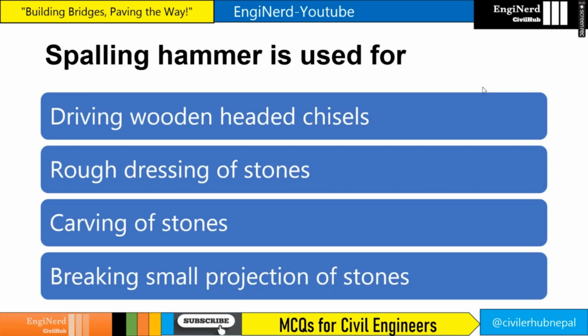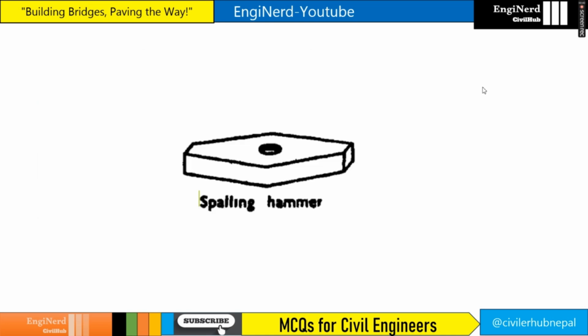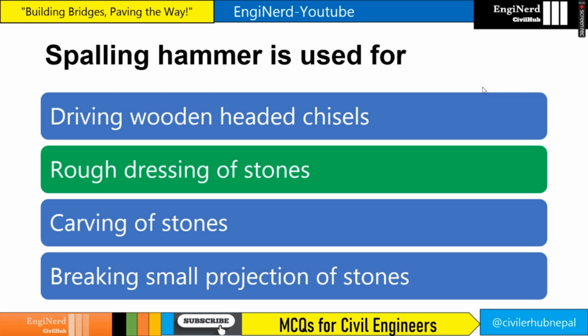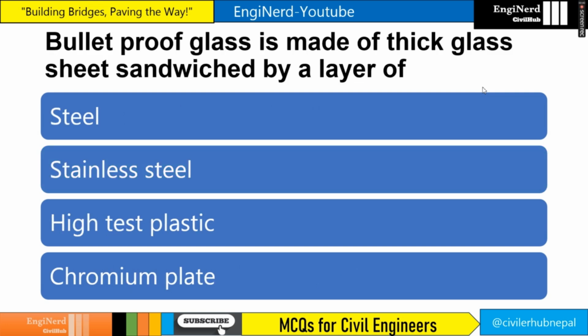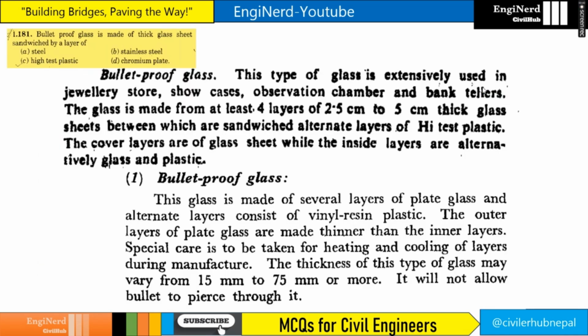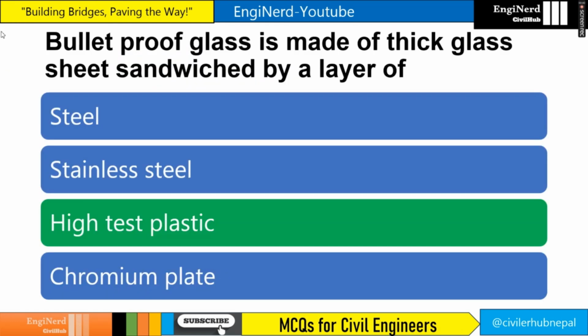Spalling hammer is used for rough tracing of stones. This is the spalling hammer, and the answer is rough tracing of stones. Bulletproof glass is made of thick glass sheet sandwiched by a layer. This is a question from R. Agor. The answer is this glass is made from at least 4 layers of 1.5 cm to 5 cm thick glass sheets, between which are sandwiched alternate layers of high test plastic. So the answer will be high test plastic.